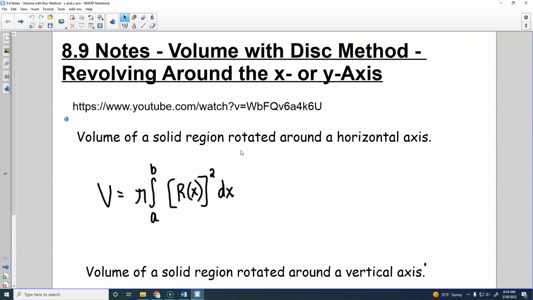So here's a couple figures you can examine.